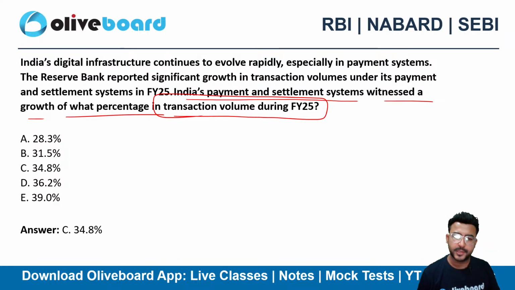Option C is the correct one. 34.8%. Okay, 34.8%. Very good, Ayushi.